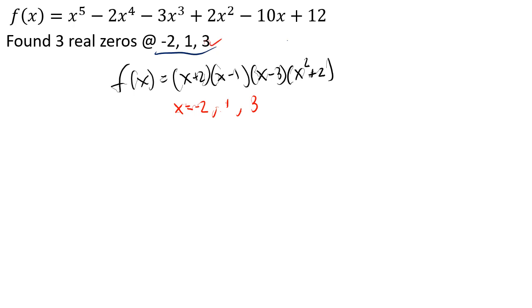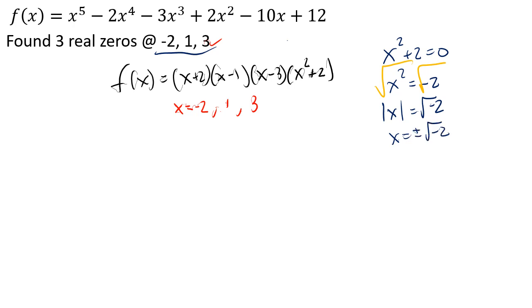So what are the zeros for x squared plus 2? Well, x squared plus 2 equals 0, x squared equals -2. If we square root both sides, we get x equals plus or minus the square root of -2, and then we can write that as x equals plus or minus i times the square root of 2. Those are the other two zeros. So all 4 of the zeros are -2, 1, 3, and plus or minus the square root of 2 times i, or plus or minus i root 2.